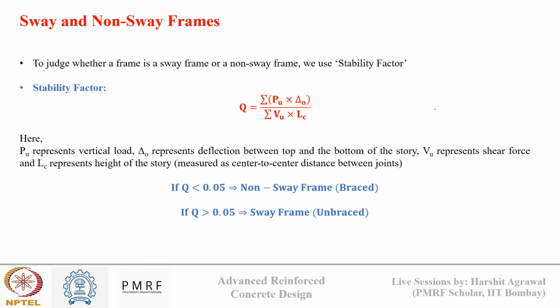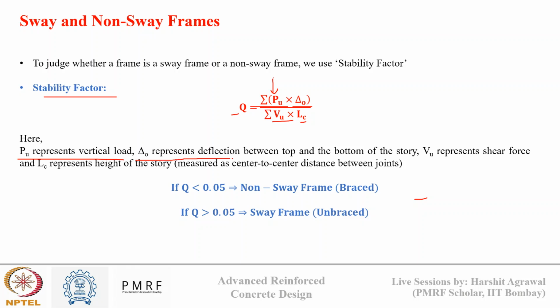Now, how do we judge whether a frame is a sway frame or a non-sway frame? For this, we use a calculation known as the stability factor. It is given by this value Q, which is the summation of the vertical load acting on a frame times the deflection of the frame, divided by the summation of shear force acting on the frame times the height of the story. Here Pu is the vertical load.